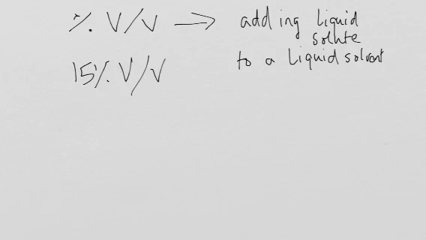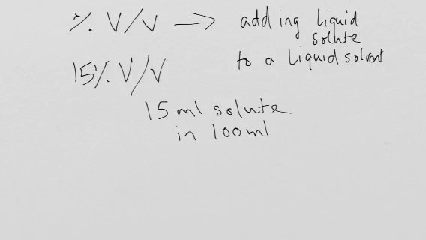So if, let's say, I'm given a concentration of 15% V over V, it means that I'm going to have 15 milliliters of solute in 100 milliliters final volume, which means that 15 milliliters out of that 100 will be my solute, and how many milliliters will I need to make up 100? I will need 85 milliliters of solvent, because I want my final volume to be 100.